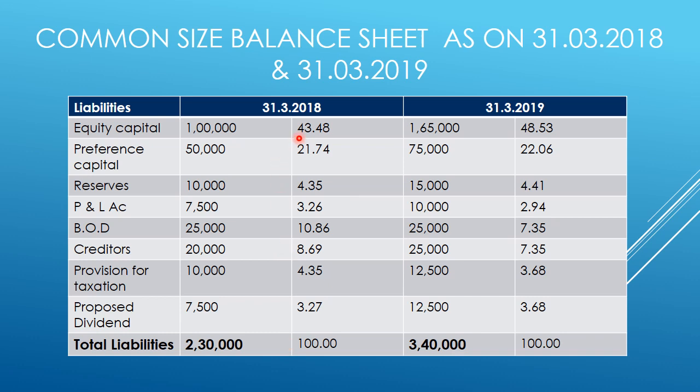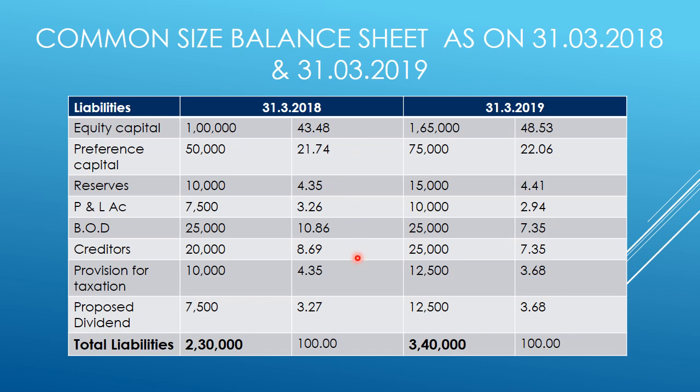What we get is 43.48%. Similarly, 50,000 upon 2,30,000 multiplied by 100 gives 21.74%. For reserves, 10,000 upon 2,30,000 multiplied by 100, we get 4.35%. Creditors, say 20,000 upon 2,30,000 multiplied by 100, we get 8.69%. And so on.